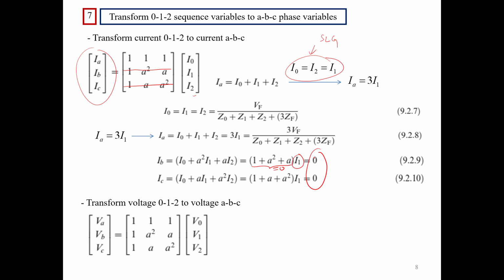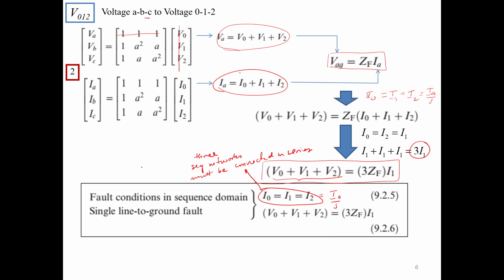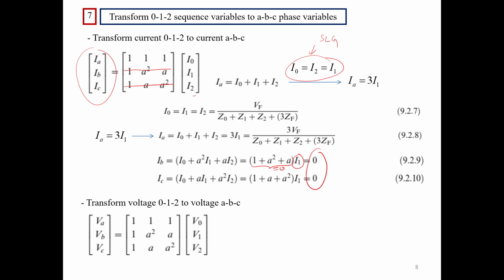So be cautious. Once you transform it back, if you happen to have non-zero IB and IC for this power system topology, there must be something wrong in your calculation, because physically there is no current flowing in phase B and C in this case. If you make any mistakes, you might get non-zero IB and IC.